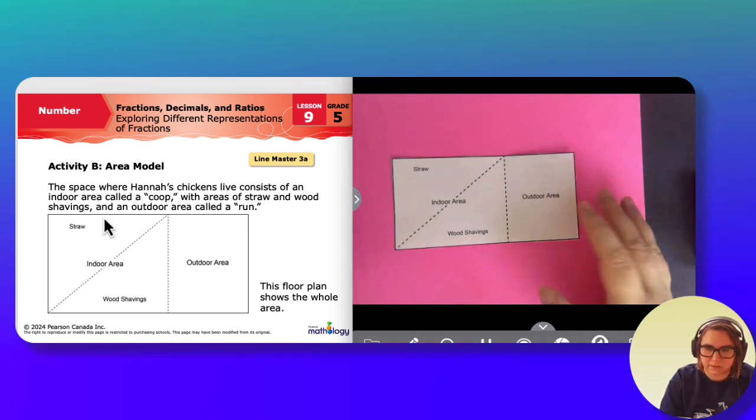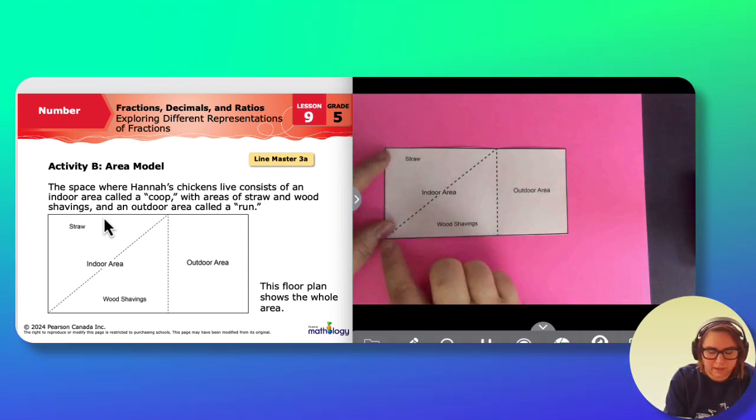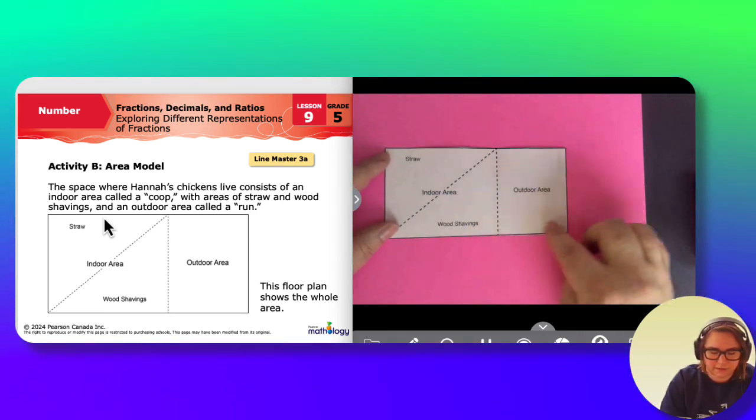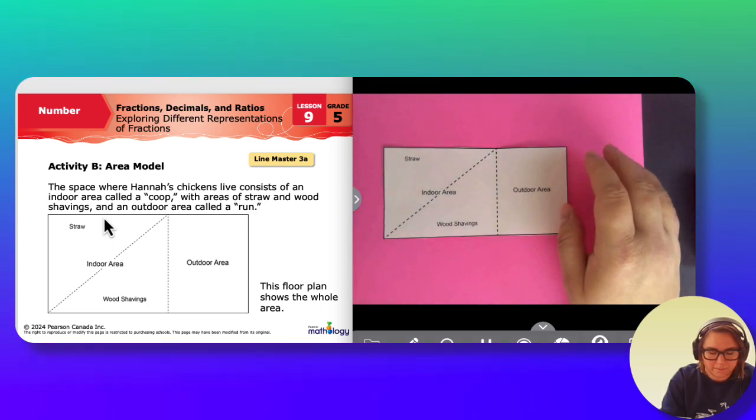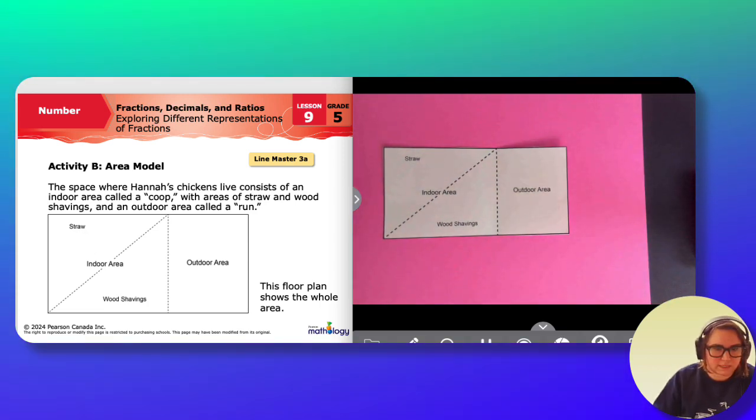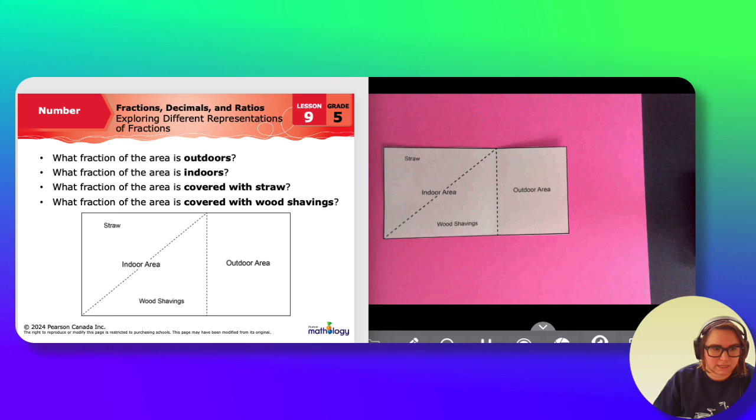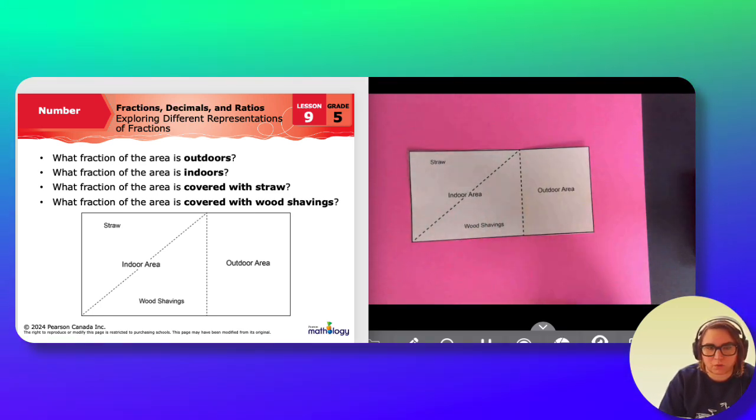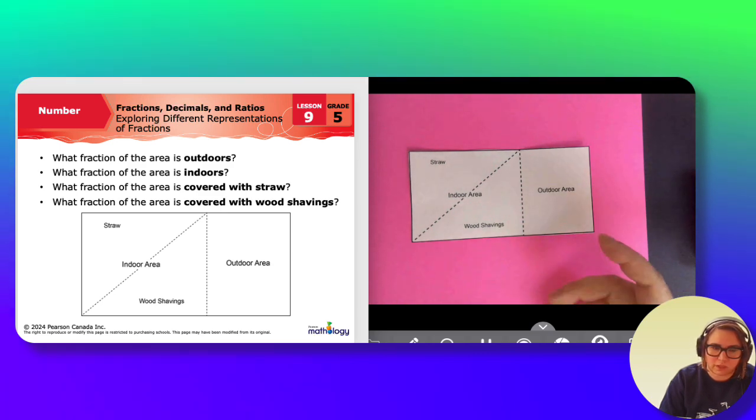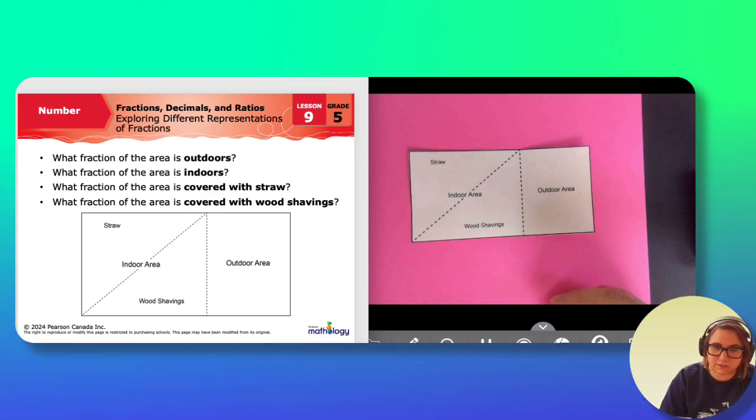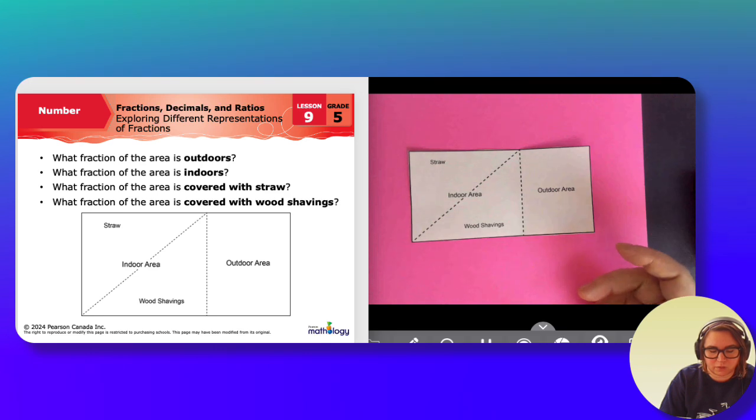So we want to ask students, what is the whole? And really, we want them to understand this is the whole. So establish that this is a rectangle that represents the whole chicken coop. So there's a few questions here. What fraction of the area is outdoors? What fraction of the whole area is indoors? What fraction is covered in straw? What fraction is covered in wood shavings?